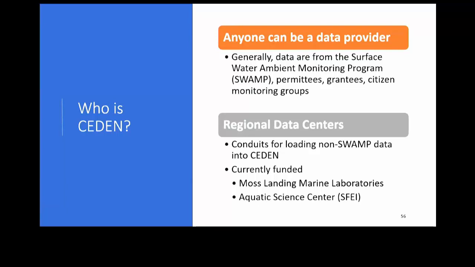Who is CEDEN? Anybody can be a data provider. We generally have data from the Surface Water Ambient Monitoring Program, which Melissa spoke about earlier. We also collect data from permittees that the water boards regulate if they have a requirement within their permit that says you have to get your data into CEDEN. Grantees that we give money to, if they have a water quality element for their project. Also, citizen monitoring groups that have data that they want to contribute. So that's who's providing the data.